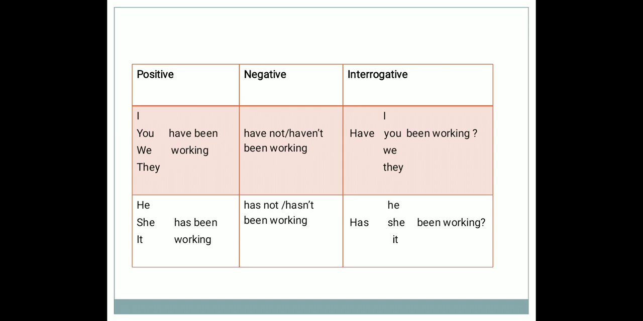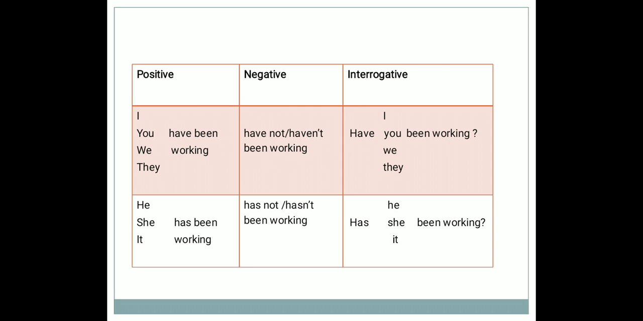Now we will go through the positive, negative and interrogative forms. So for positive, like in present perfect tense, we need to use have with subjects like I, you, we, they, and has with he, she, it. Okay? For example, I have been working, you have been working, they have been working, he has been working, she has been working, it has been working.